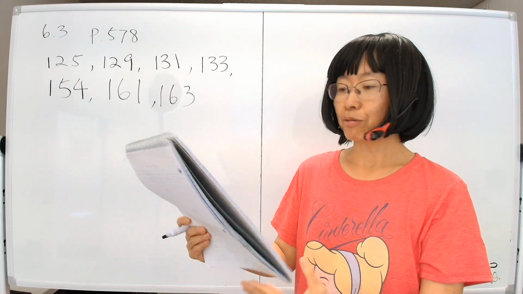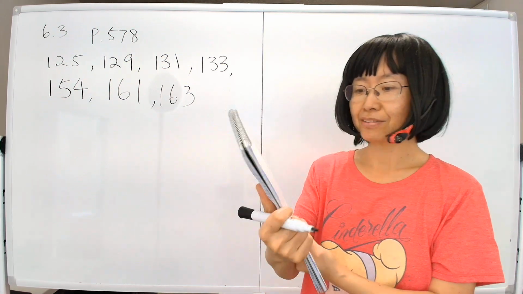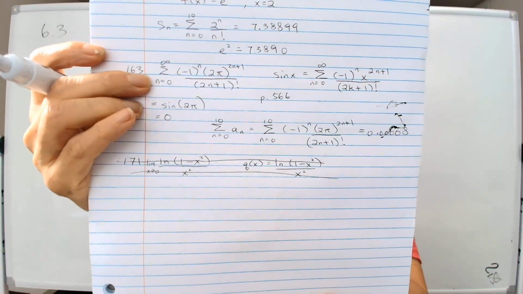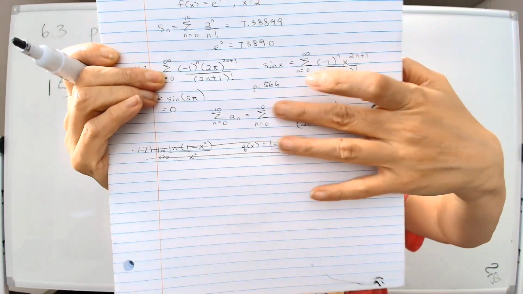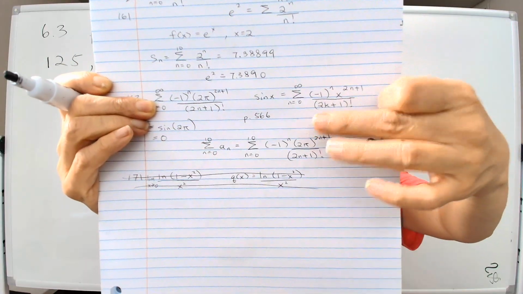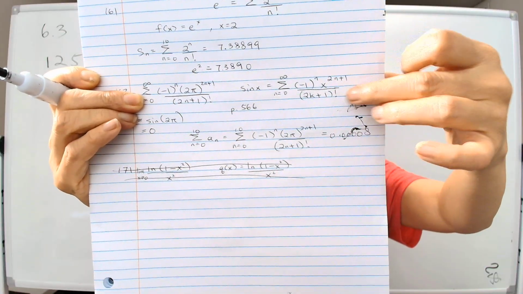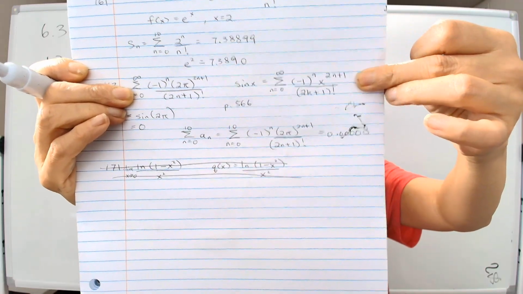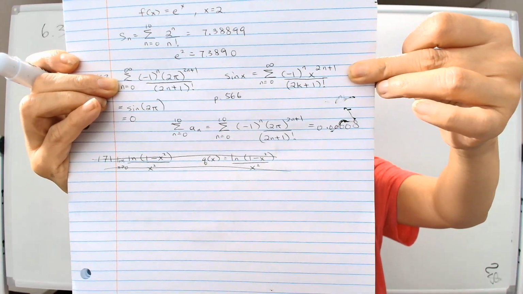163, same thing. We have this thing right here, and if you look at the example on page 566, I have it written down here. I think the e example is in the same spot. Doesn't matter. The point is, you look for the sine example. You notice that this is identical to the sine example if you let x equal 2 pi.